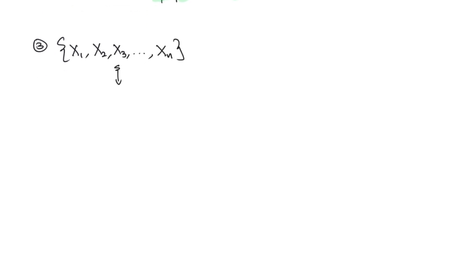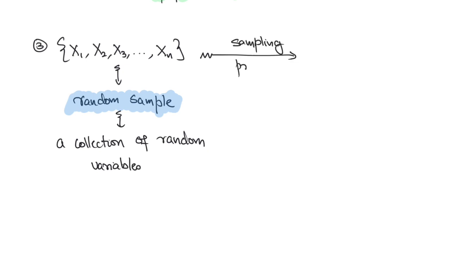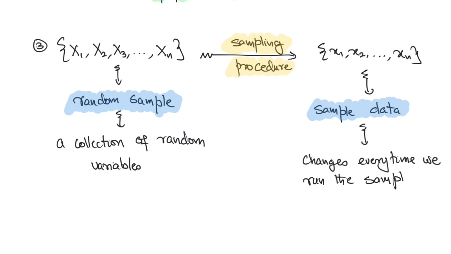So we have a random sample x1, x2 up to xn. This is a collection of random variables. We can now apply a sampling procedure to get small x1, x2 up to xn, which is going to be our sample data. So small x1, x2 up to xn are numbers now, and these numbers change every time we run the sampling procedure. To make this idea a little more precise, let's work out an example.